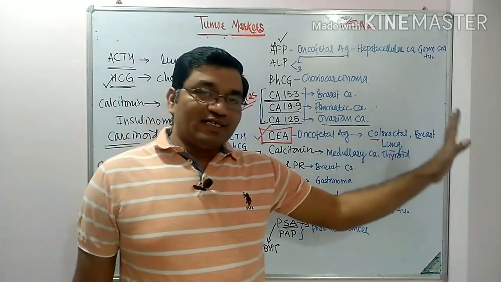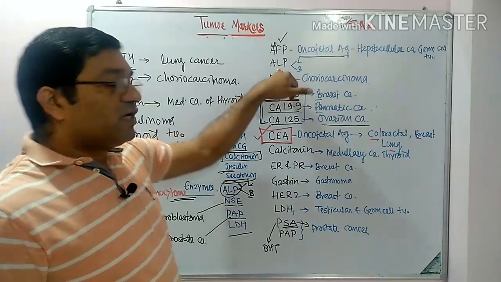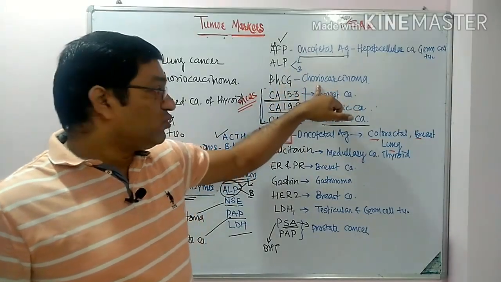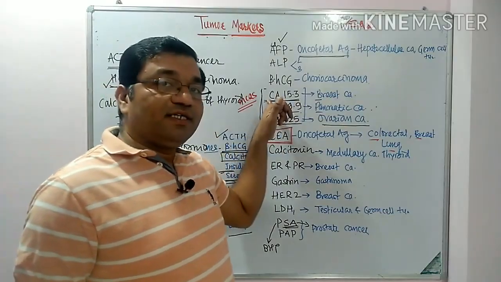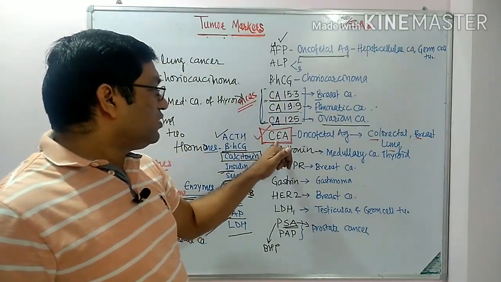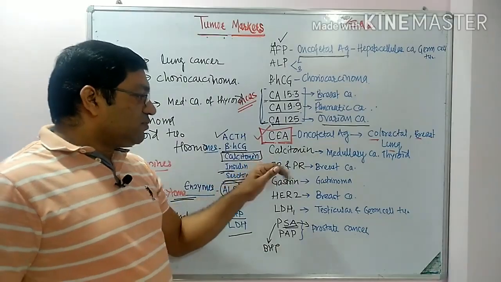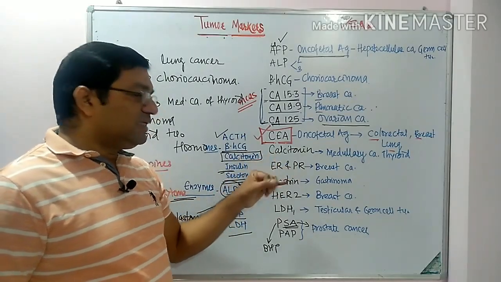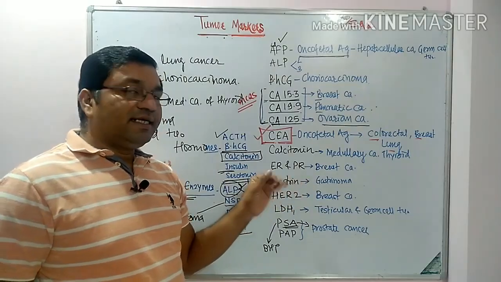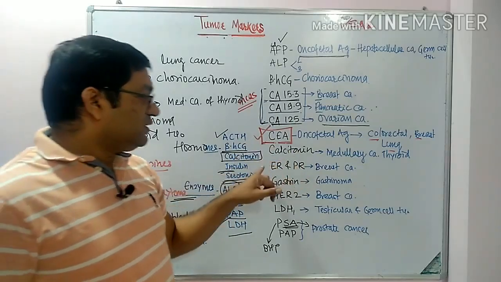You can remember this topic as A, B, C, D, E, F, G, H. How? A for alpha fetoprotein, A for alkaline phosphatase, then B for beta HCG, which is used for detection of choriocarcinoma, then C for carbohydrate antigen, cancer antigen, then calcitonin and carcinoembryonic antigen. D is des gamma prothrombin, but forget it, nothing much is for D.